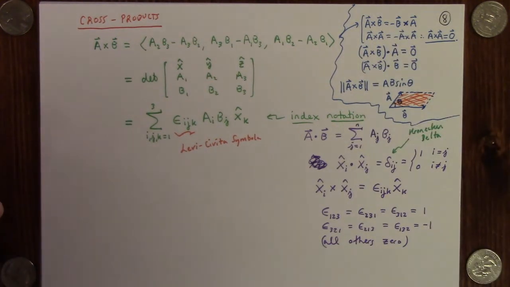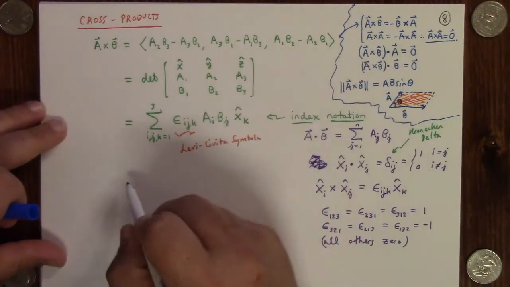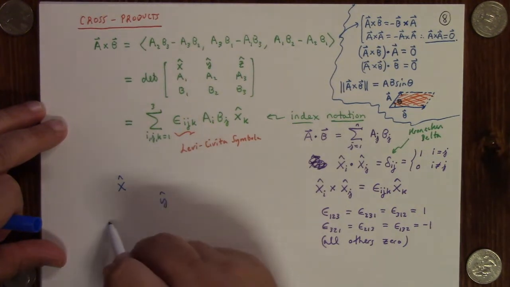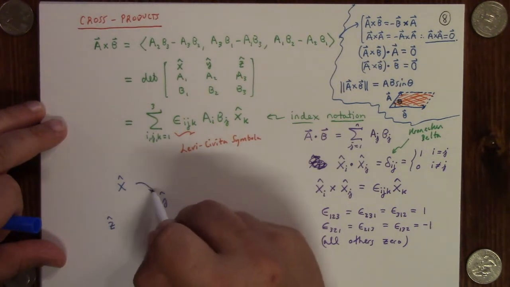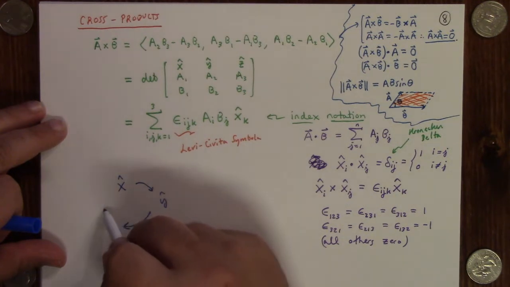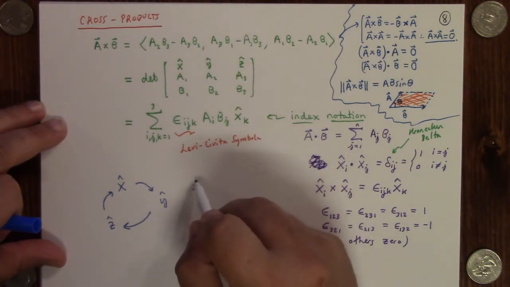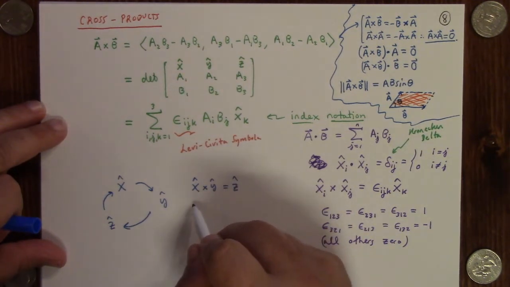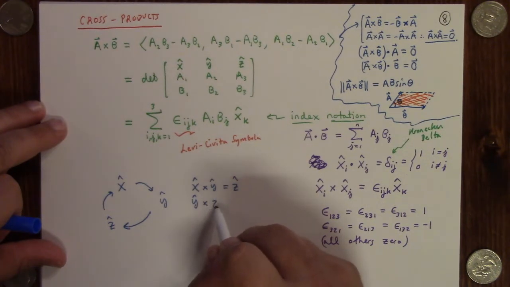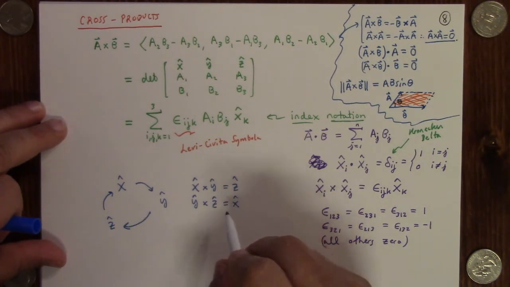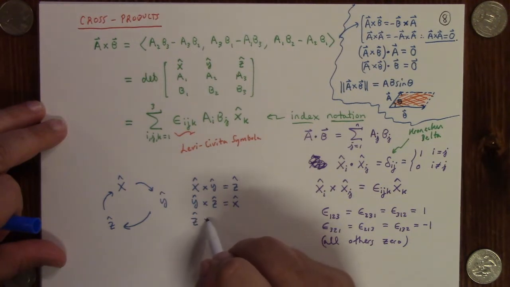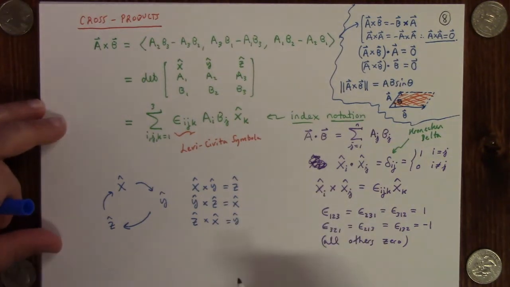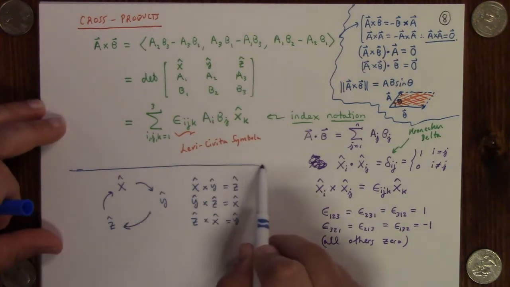But you can draw this. If I have x hat, y hat, and z hat, you can make a little circle. And this circle helps me to remember that x hat cross y hat is z hat, y hat cross z hat is x hat, and z hat cross x hat is y hat. And so you could use that to do some calculations.